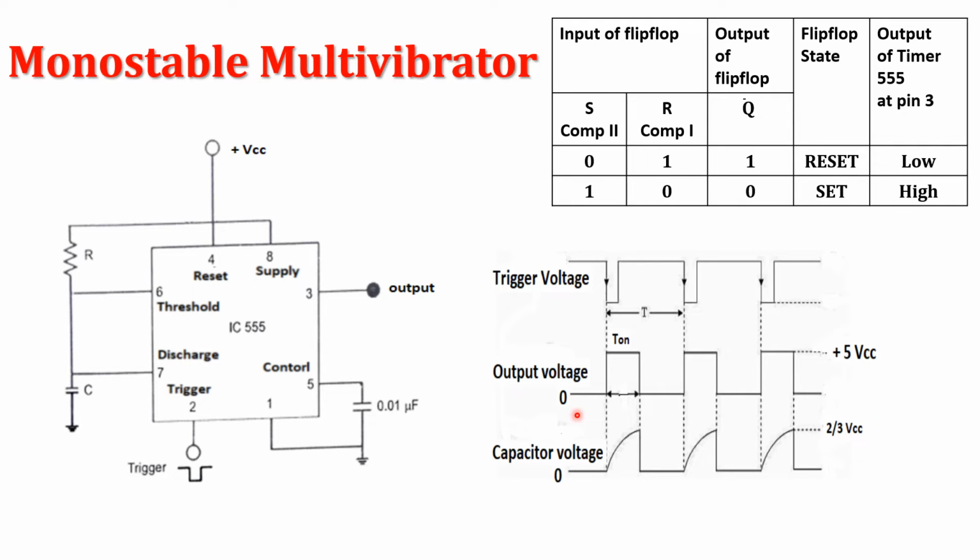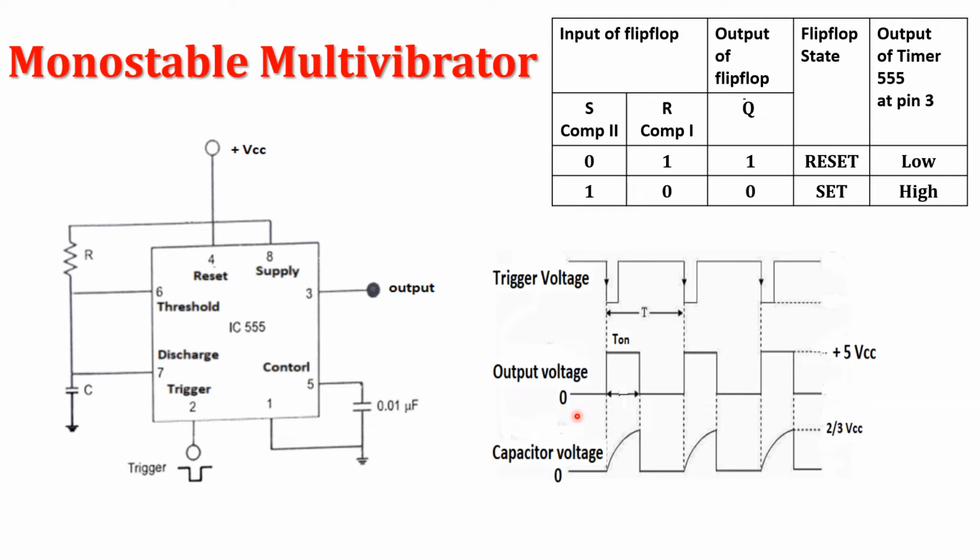Initially, when the monostable multivibrator output is low, that state we call the stable state. Here the voltage on the capacitor is 0. The multivibrator remains in that state until an external trigger is given to the circuit. Now when an external negative pulse is applied at pin 2, then what happens?